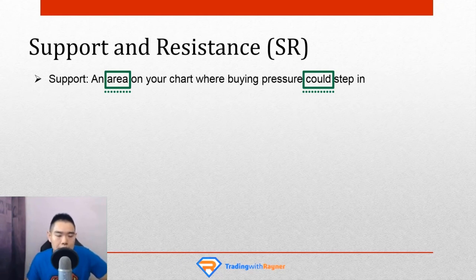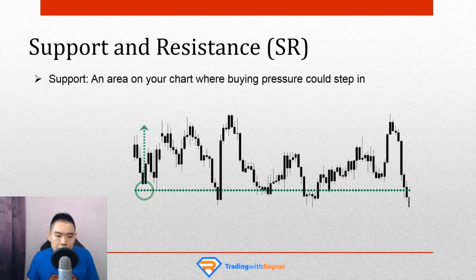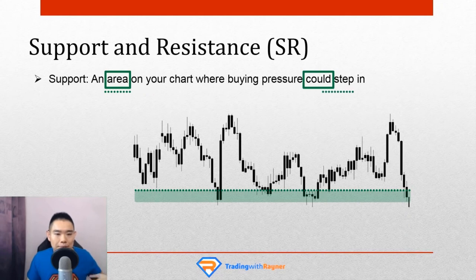So it looks something like this. Let's say the market is in a range. So support is near the lows of this range. This is what we call support, where buying pressure came in and pushed the price up higher. Buying pressure came in, pushed the price up higher. Support is here, buyers came in and pushed the price up higher. So let's say now price is at support. What's going to happen? Go up? No, it could also go down. So this is why I say that it's an area on your chart where buying pressure could step in.